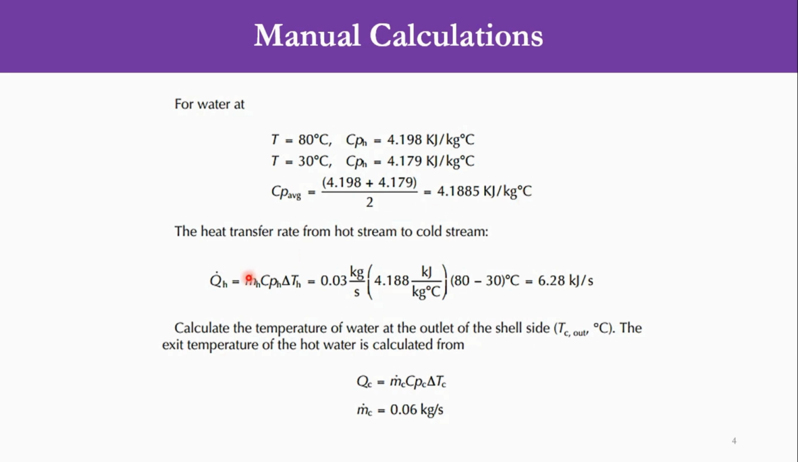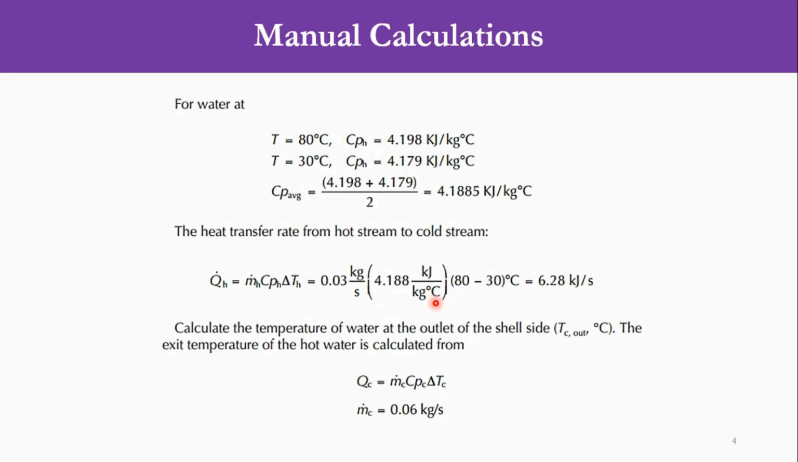So accordingly, we get the heat transfer rate from hot stream to cold stream as 0.03 kg per second, which is mass flow rate, times 4.188 kilojoule per kg degree centigrade, which is Cp, multiplied by delta T, which is 80 minus 30. So accordingly, the answer is 6.28 kilojoule per second.